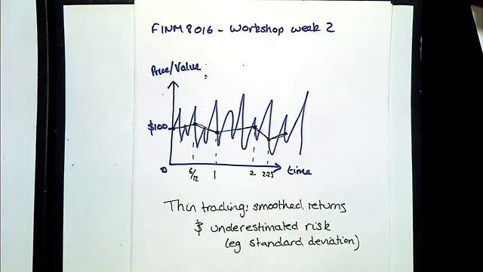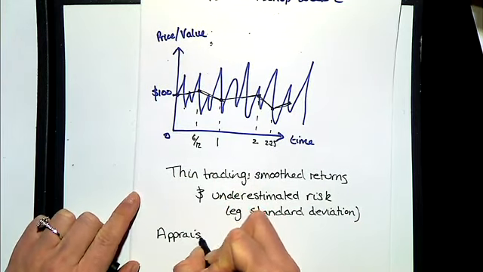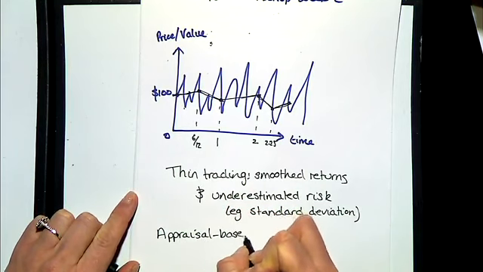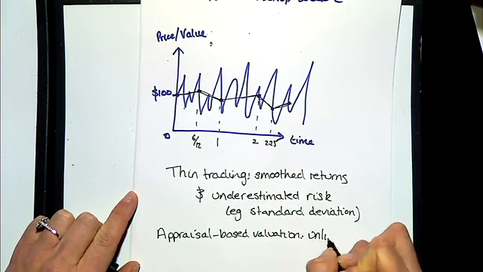What I'm going to do in week 4 is I'm actually going to give you an example using direct property that looks at, when you have a market crash, how long it takes for that crash to be reflected in the direct property value when you have appraisal-based valuations. Now, appraisal-based valuations cause the exact same trouble as a thinly traded asset. Appraisal-based valuations occur for unlisted asset classes.